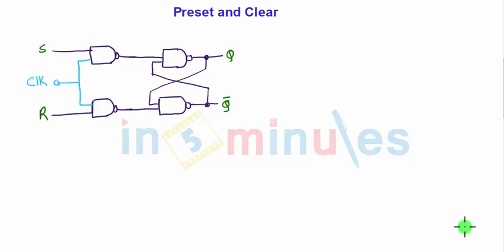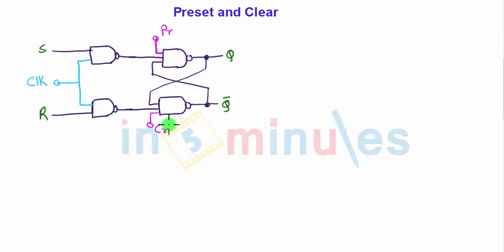Today in this presentation we will see what the preset and clear terminals in an SR flip-flop actually are. So here is the actual diagram that we saw in the last session of the SR flip-flop. Now what are preset and clear terminals? Preset and clear terminals are nothing but the third input to the NAND latch. This is called the preset and clear terminal. As shown, they are external inputs.